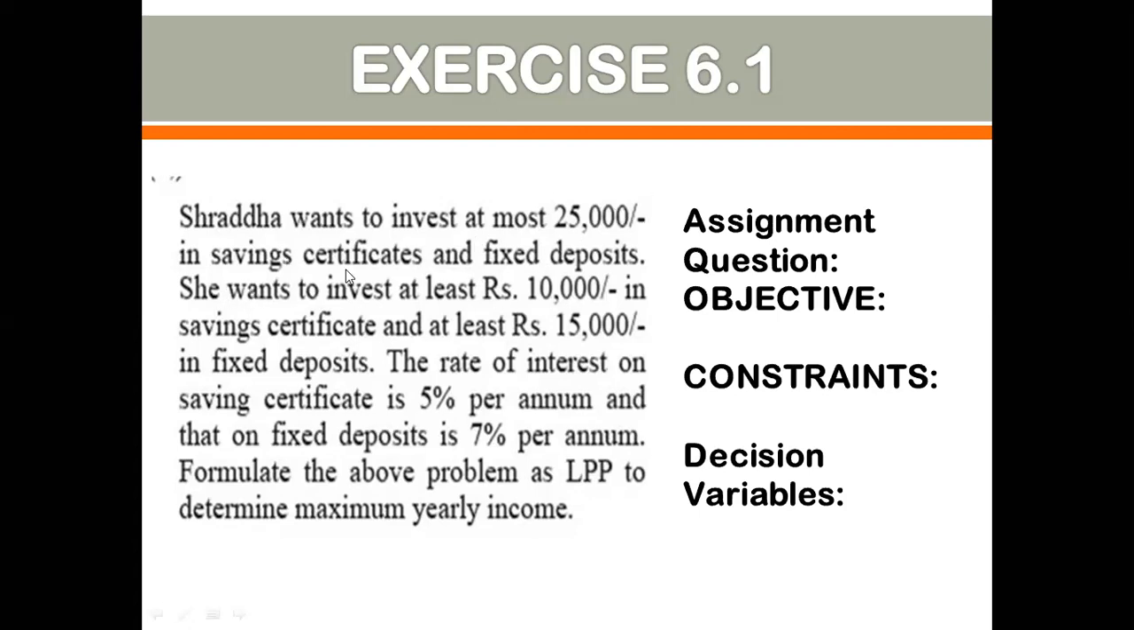So what can be the first equation? X plus Y less than or equal to 25,000, because in maximum the opposite sign comes. Now she wants to invest at least 10,000 in savings. Savings we have taken as variable X. At least is the other name for minimum, and in minimum the greater than or equal to sign comes. So X greater than or equal to 10,000. Similarly for fixed deposit, she can invest at least 15,000. So Y greater than or equal to 15,000.